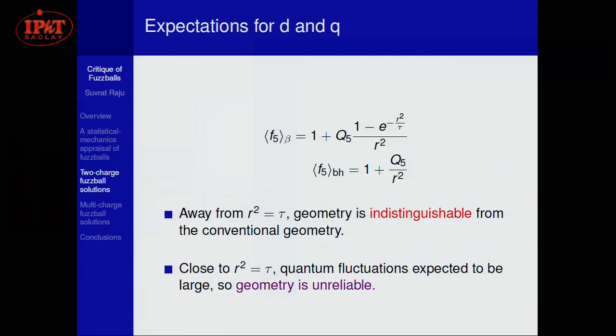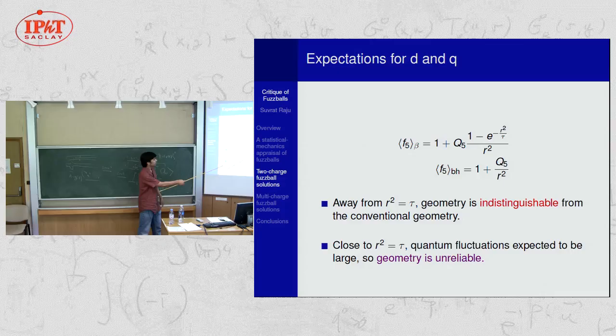Away from r square equal to tau, just looking back at these expressions, this quantum geometry is indistinguishable from the conventional geometry because of this exponential factor. But at r square equal to tau, the geometry looks like it's differing. But because this point is the point where the compact direction has become Planck scale, you expect that the geometry is unreliable, because you expect quantum fluctuations will be large.